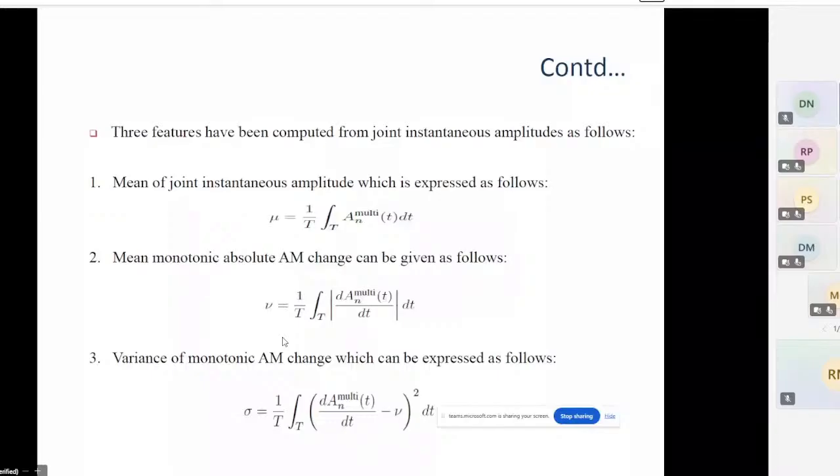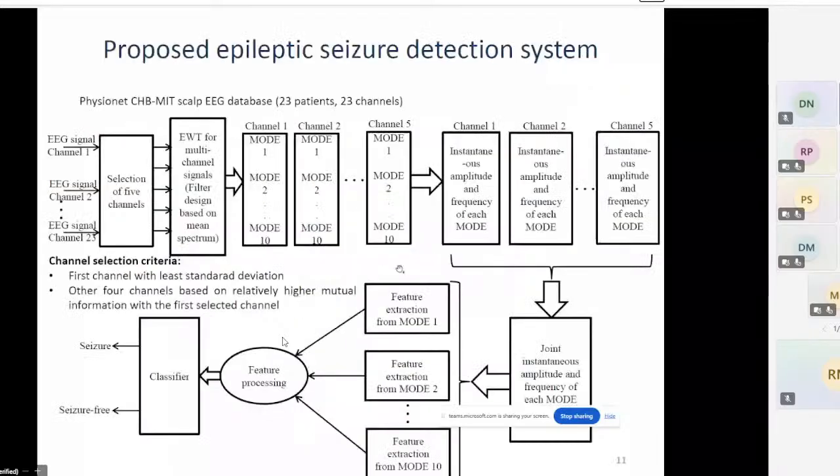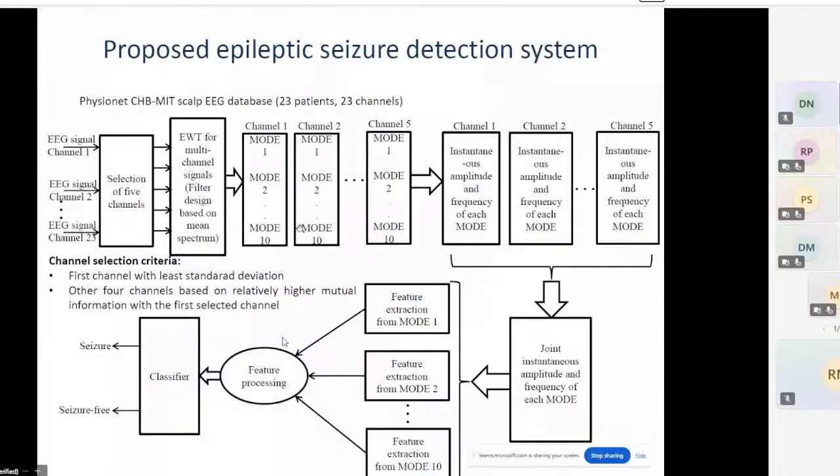So for epilepsy, when you go to the hospital, neurologists generally detect epilepsy based on two features. First, they look for large amplitude and spikes in the EEG data. Motivated by that, we have also proposed features which are based on the instantaneous amplitude, that is the mean of joint instantaneous amplitude, the mean of monotonic absolute AM change, and the variance of monotonic AM change. And this is the mathematical model.